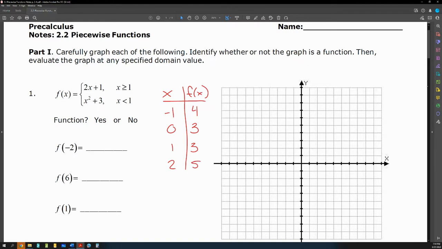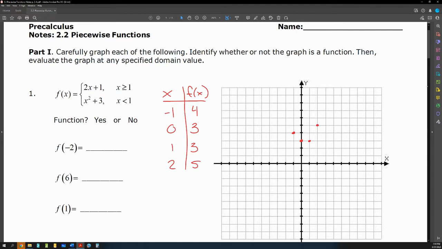Let's go ahead and plot these points. The first point, -1, 4, is right here. 0, 3 is our y-intercept. 1, 3 is right here. And we have 2, 5. So 2, 5 is right here.